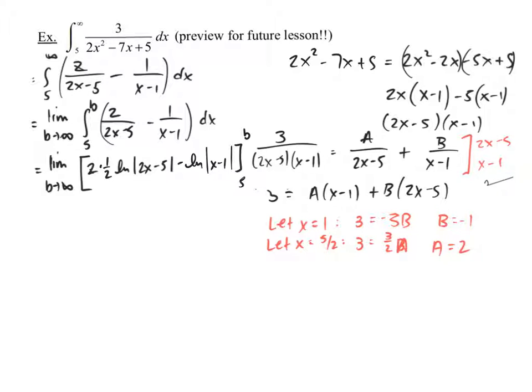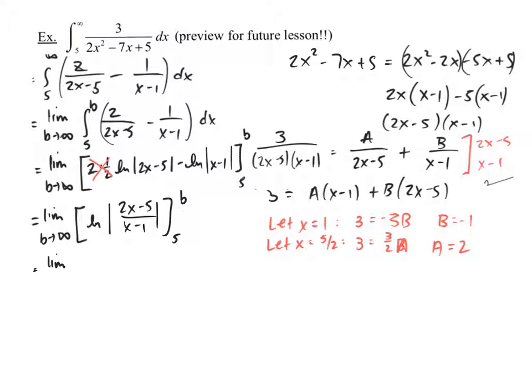Now, notice here, I'm going to use a different color, that my 2 and my 1/2 are going to cancel out, so I'm going to go ahead and disregard those. And just like I did on the previous example, I noticed that this is the difference of 2 logarithms. And so I'm going to take this opportunity to rewrite this as a single logarithm using the quotient rule because of this minus sign right here. Okay, so this will be the natural log of the absolute value of 2x minus 5 divided by x minus 1, still evaluated from 5 to b.